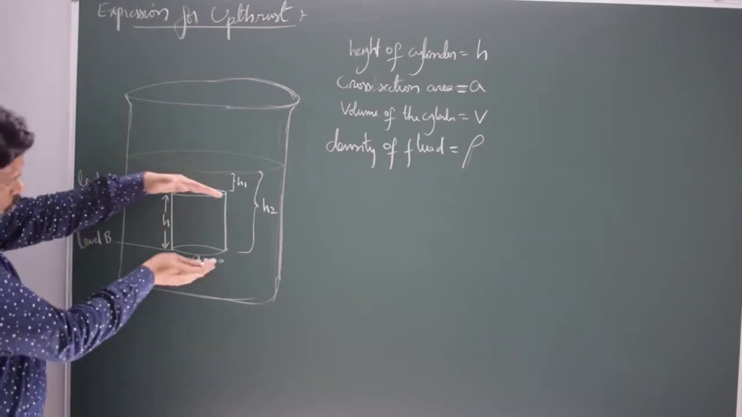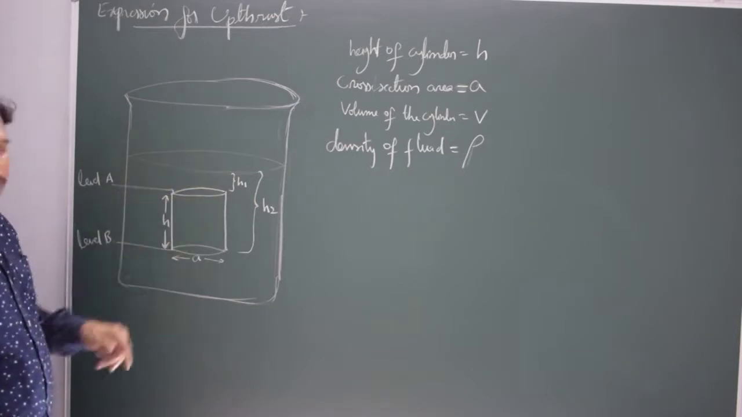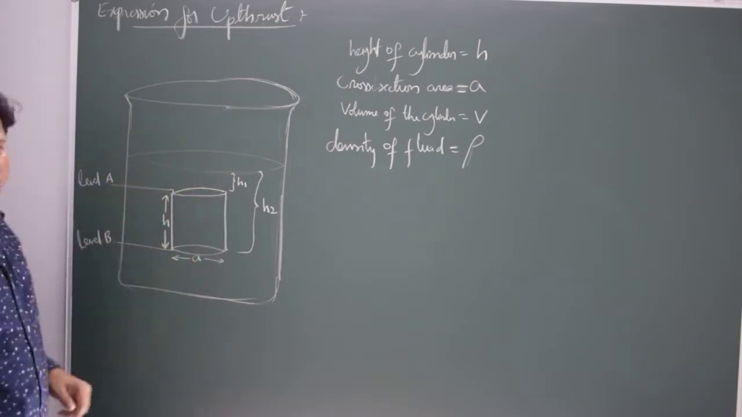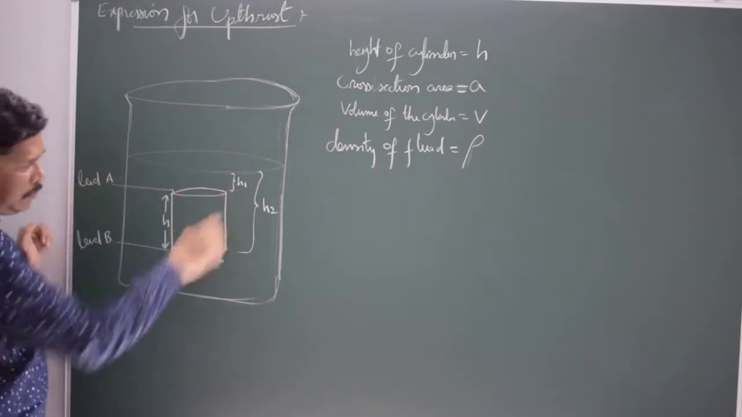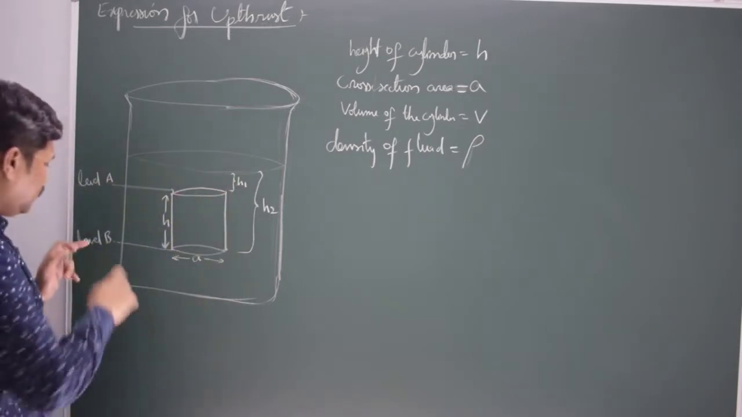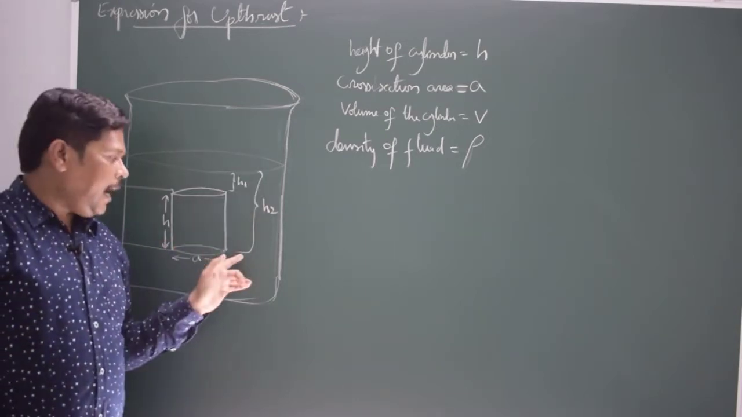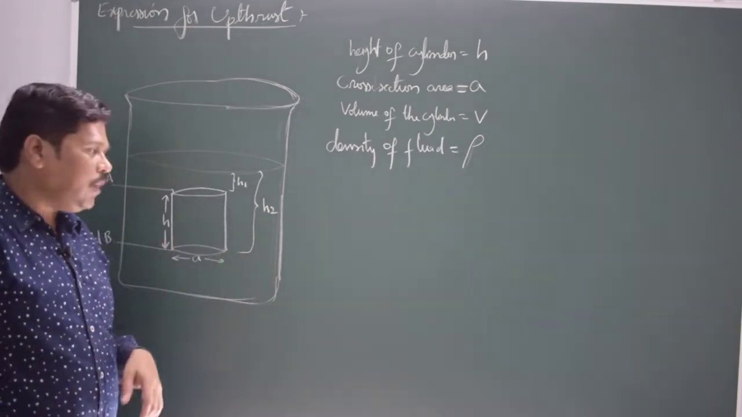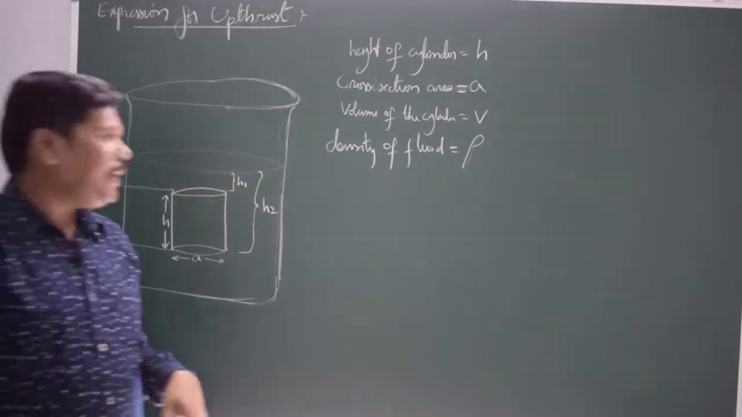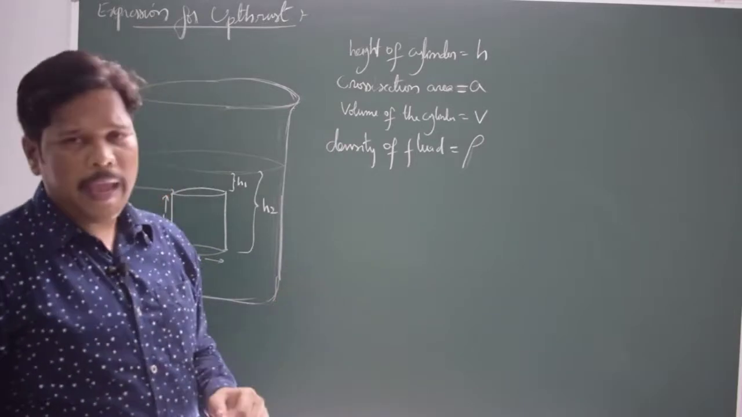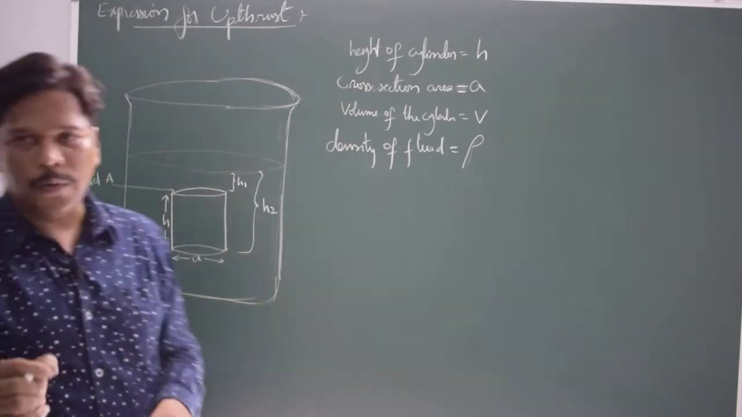Then I have the two surfaces of the cylindrical object at different depths from the surface of the liquid. The top surface is at level A, at depth h1 from the surface of the liquid, and the bottom surface is at level B, at depth h2 from the surface of the liquid. Here I have written the height of the cylinder h, cross-sectional area a, volume of the cylinder V, and the density of the fluid in which it is placed, rho.